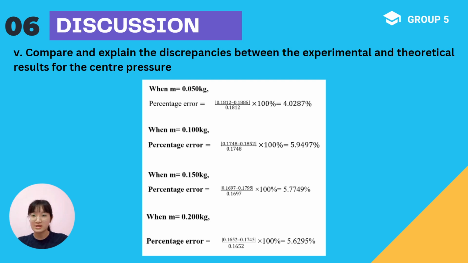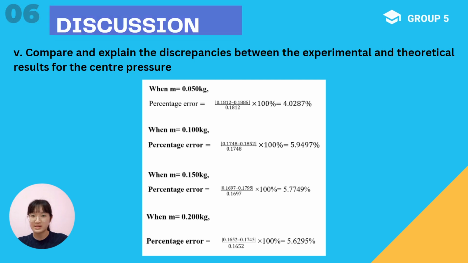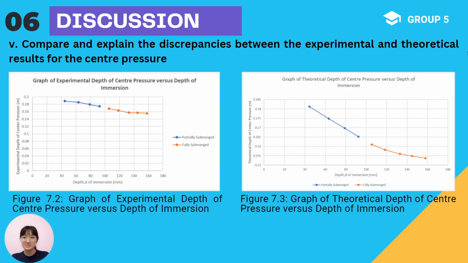4.0287%, 5.9497%, 5.7749%, and 5.6295% for masses of 0.05, 0.1, 0.15 and 0.2 kg respectively. By observing the graph in figures 7.2 and 7.3, it is shown that the depth of the center of pressure will decrease when the depth of immersion increases. This is mainly caused by the increase in the depth of centroid from the free surface, which causes the center of pressure to move closer to the centroid.